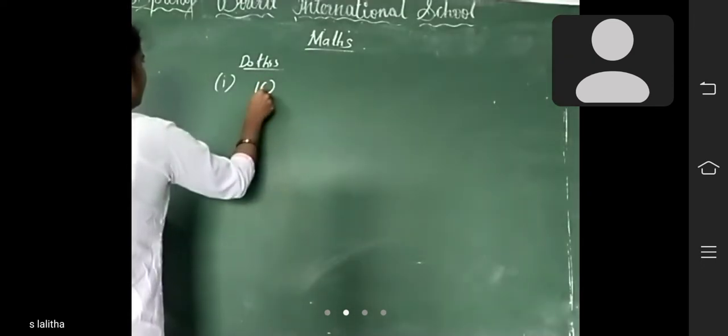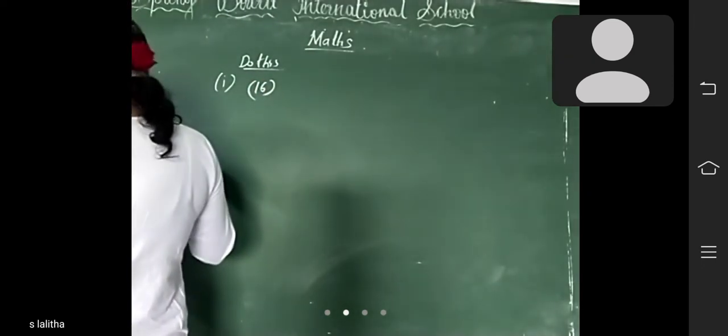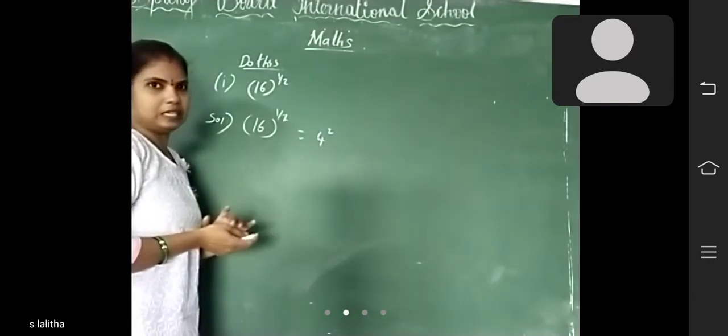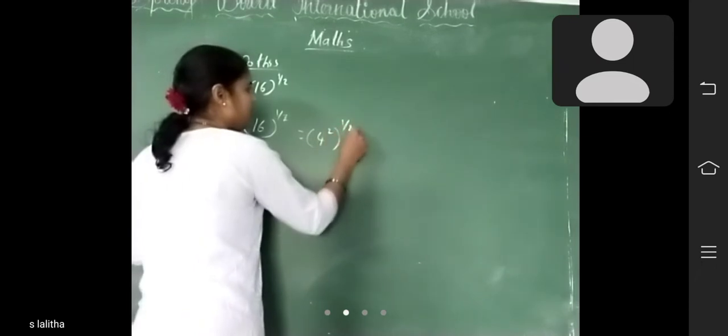See here, this problem is just simplify. I'll tell the first term. 16 whole power 1 by 2. How to simplify this one? 16 whole power 1 by 2. Can you write 16 as 4 square? Yes, 4 fours are 16. Okay. 4 square whole power 1 by 2.